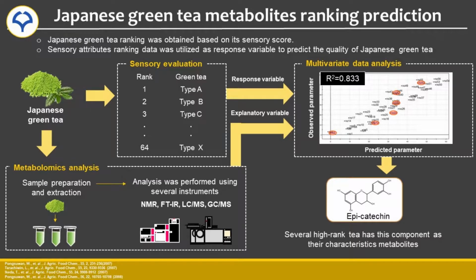We had also analyzed one of the most important drinks in Japan, that is Japanese green tea. Due to its popularity in Japan, we can rank the green tea by its sensory score obtained from trained panelists. This sensory score can be correlated with metabolomics data obtained by using NMR, FTIR, LCMS, and GCMS to obtain important metabolites that determine the ranking of green tea. As a result, several high-ranked teas have epicatechin component as their characteristic metabolite.